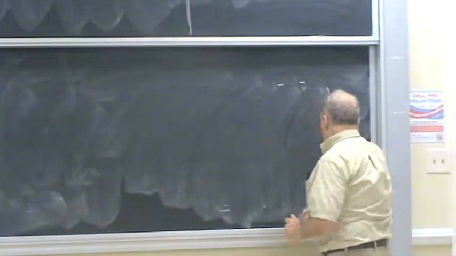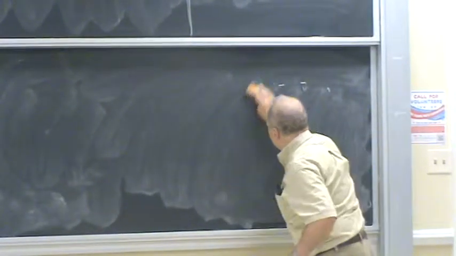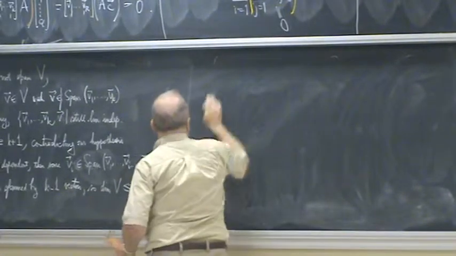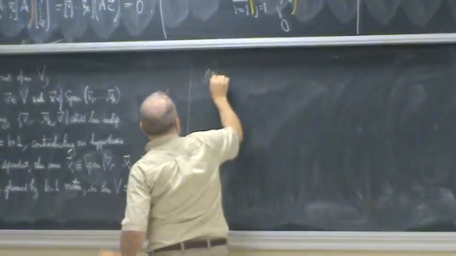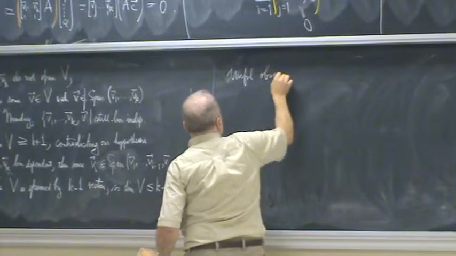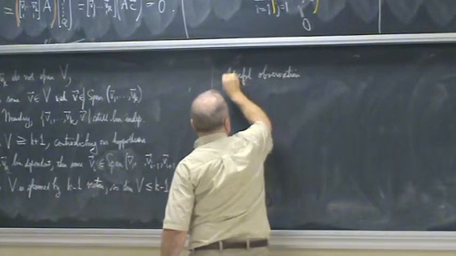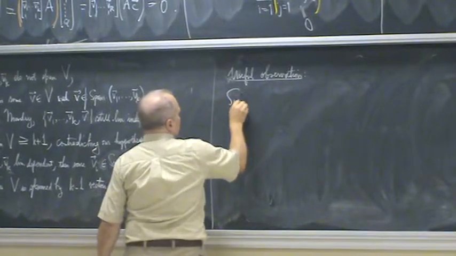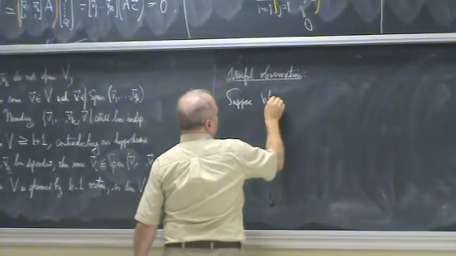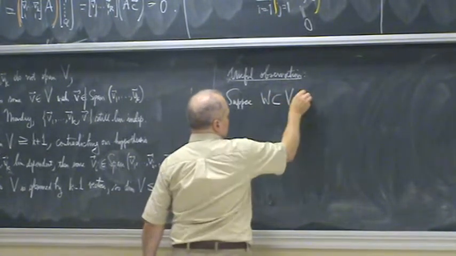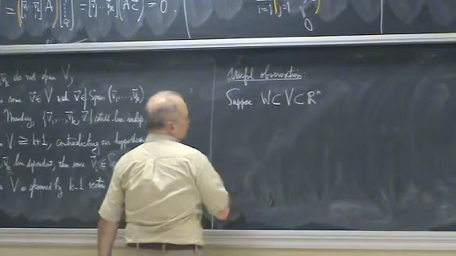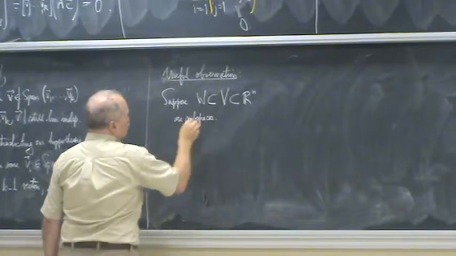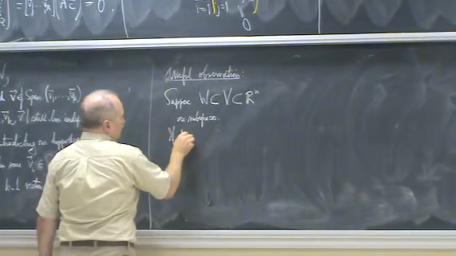Now here's something else we're going to actually use more often than I can think of at the moment. Useful observation. Suppose W is a subset of V, and they're both subspaces. What can you conclude if they have the same dimension?